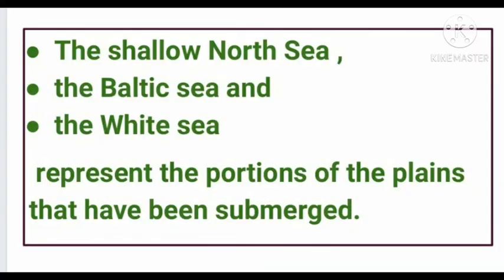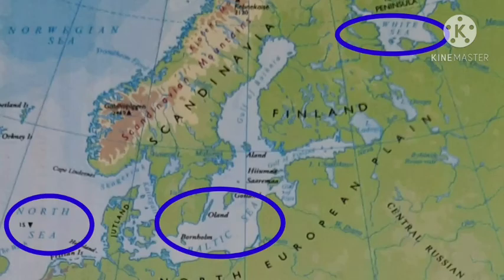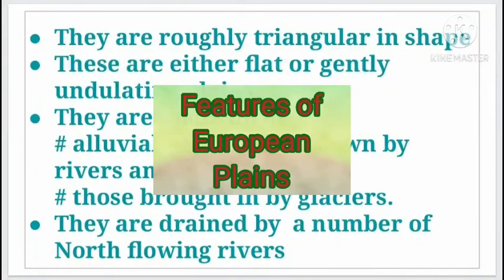The shallow North Sea. In the map you can see the North Sea, very close to the Norwegian region. Then the Baltic Sea, which is east of the North Sea. And the White Sea in the north, east of Finland. These water bodies are also considered a part of the plains, but they are submerged in the water because of the glacial erosion. What are the main features of these North European plains?